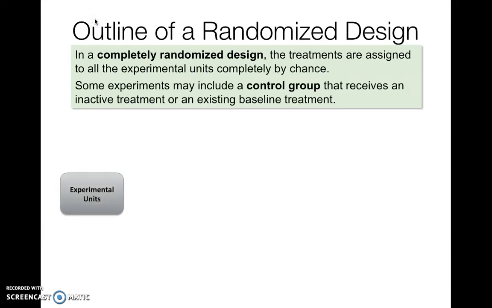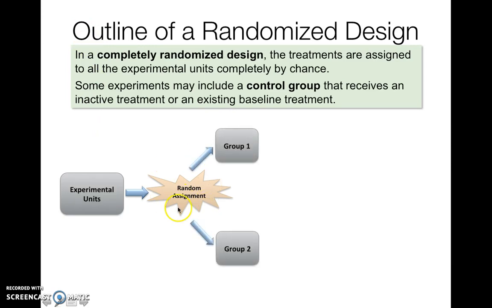And so what we do when we design our experiment is we first start with an outline. The first thing we always want to do, just like when taking a survey, is define your population. You're going to define your experimental units. And remember, people, animals, plants, things, whatever it is. Then you're going to do your random assignment to determine who's going to go into group 1 and who's going to go into group 2. And again, your random assignment comes from a random table or from your calculator.